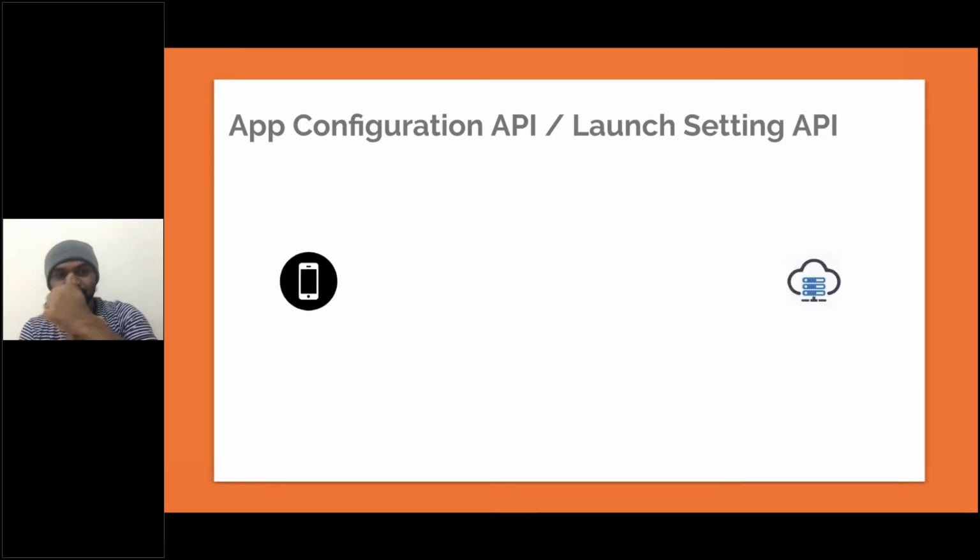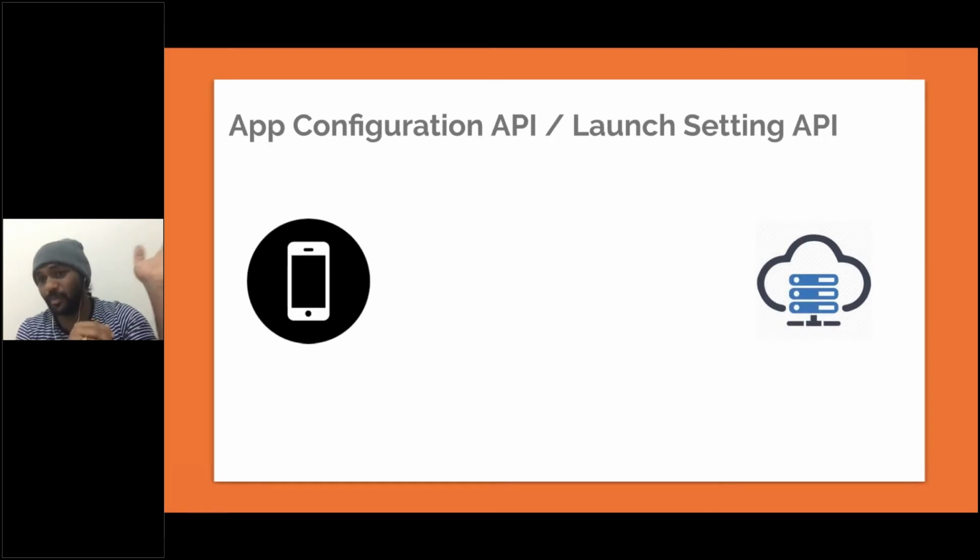For example, on the left-hand side you have a mobile, which we call the client. The right-hand side has a server, which we call the content provider. Whenever an application is launched, it will request something from the server. So there are only two things, one client and one server. The client is the mobile app, and the server is the CMS, content management system, or the content provider mechanism.